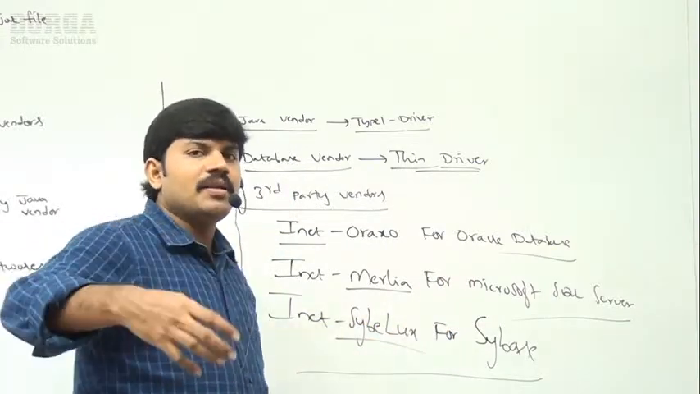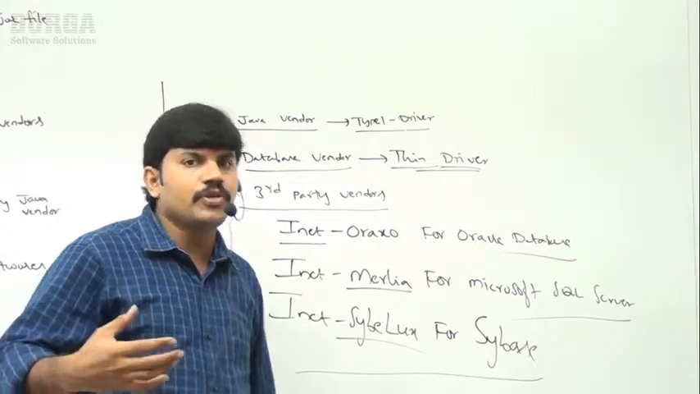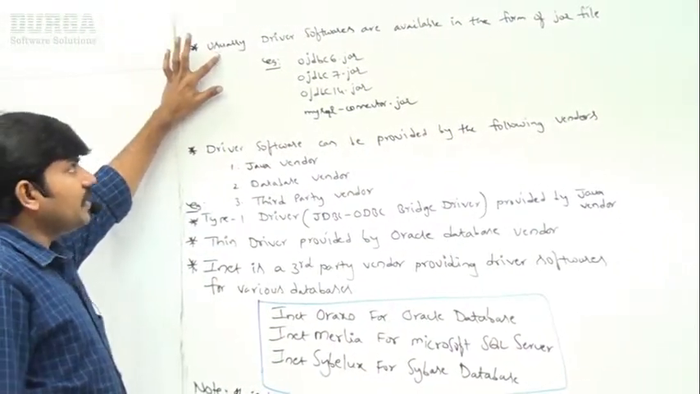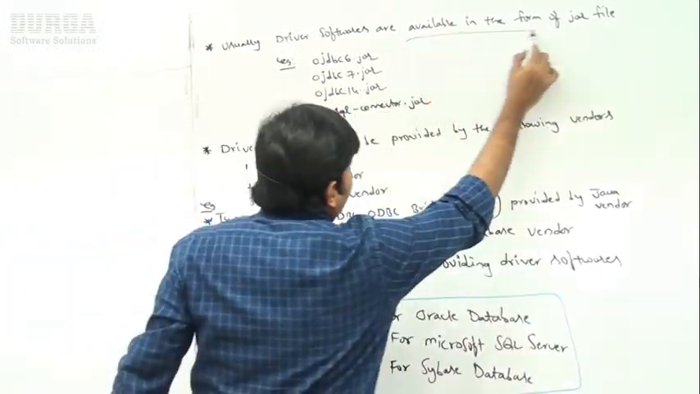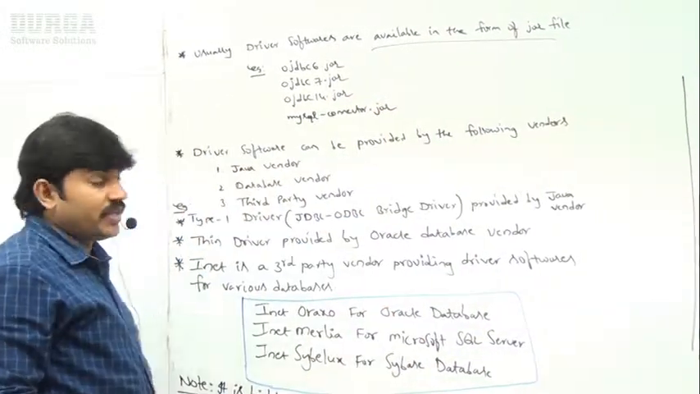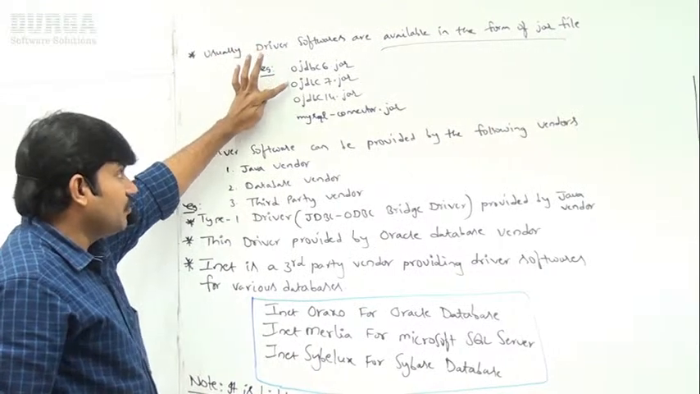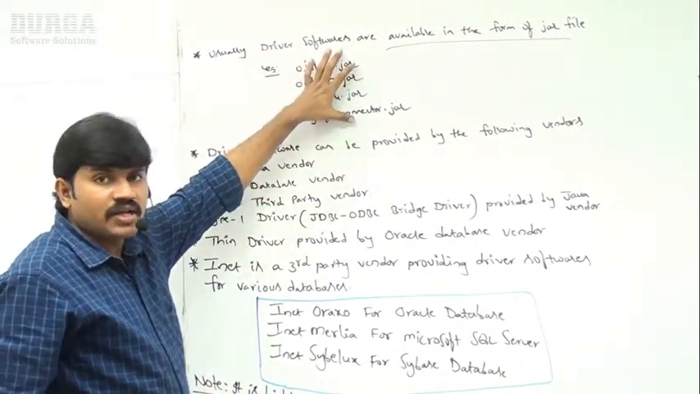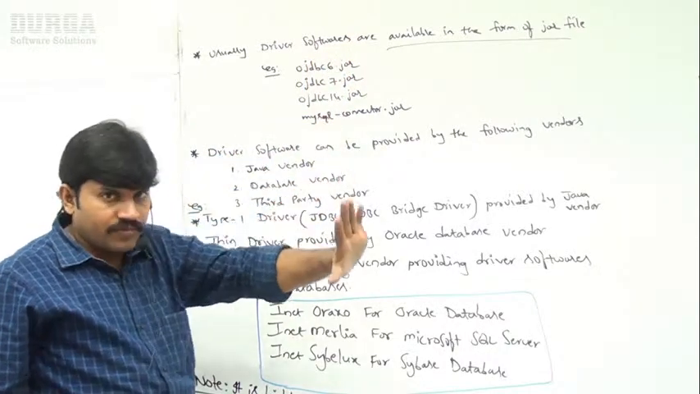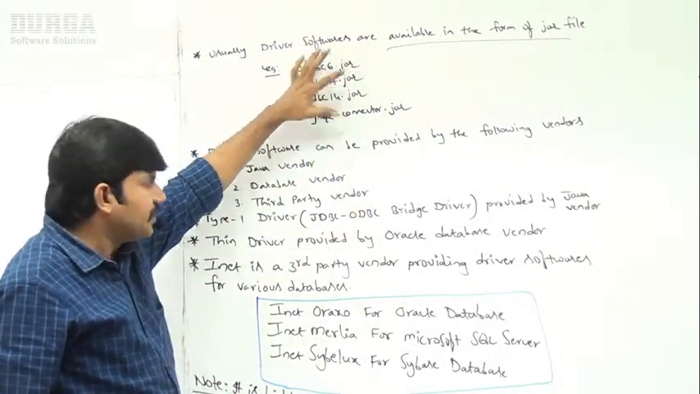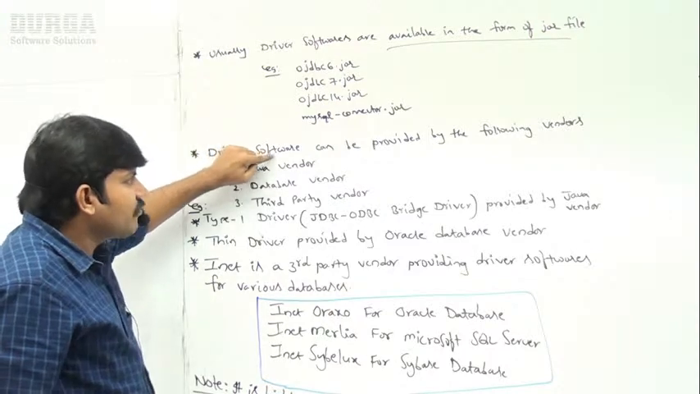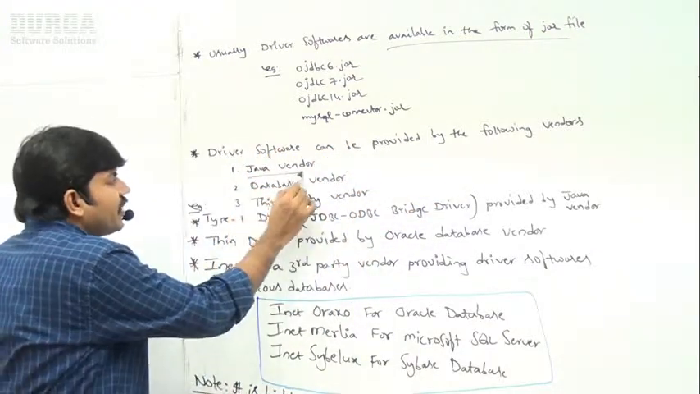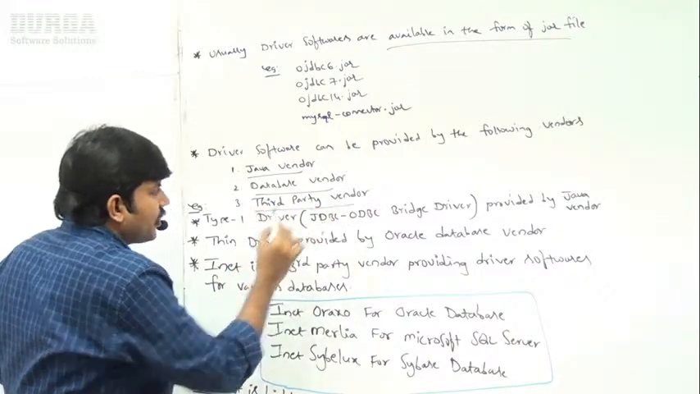Just let me review once again. Have a look once, sir. Usually driver softwares are available in the form of jar file. OJDBC 6.jar, OJDBC 7.jar, 14.jar, MySQL connector.jar. These are various driver softwares, a group of collection of classes, right? Next, driver software can be provided by the following vendors: Java vendor, database vendor, third party vendor.